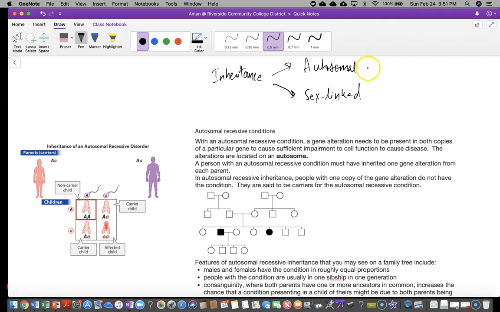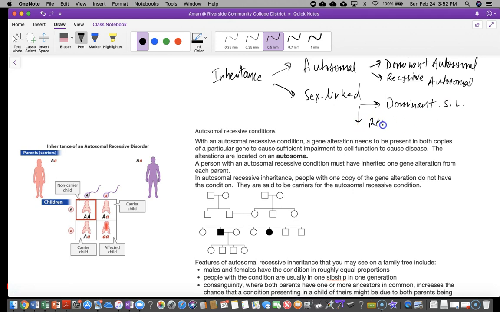When we talk about autosomal and sex-linked inheritance, both of them can be either dominant or recessive. So you can have a dominant autosomal inheritance, or you can have a recessive autosomal inheritance. And the same is true for sex-linked. Sex-linked can also be either dominant sex-linked, or it can be recessive sex-linked.